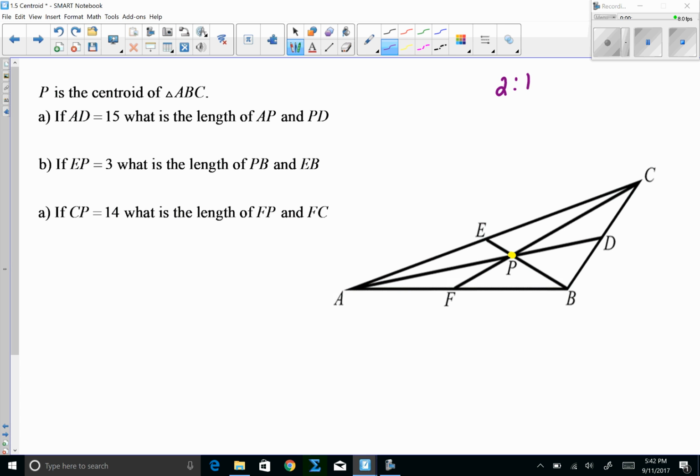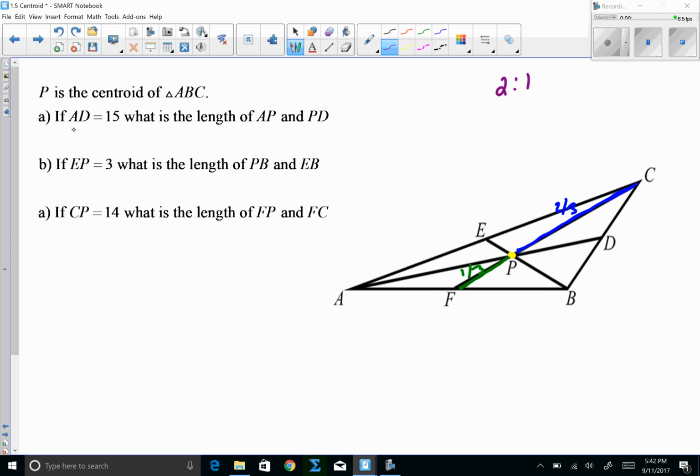All right. What does that mean? That means that the larger section of your median is 2/3 of the entire length, and the smaller section of your median is 1/3 of the entire length. So if you know one of these pieces of information, you can find other parts of your medians.